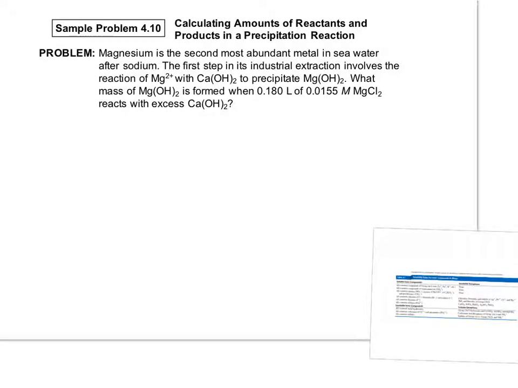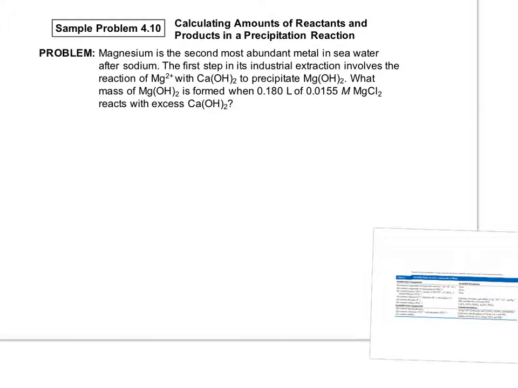All right, sample problem 4.10 says magnesium is the second most abundant metal in seawater after sodium. The first step in its industrial extraction involves the reaction of magnesium with calcium hydroxide to precipitate magnesium hydroxide. What mass of magnesium hydroxide is formed when 0.180 liters of 0.0155 molar magnesium chloride reacts with excess calcium hydroxide?